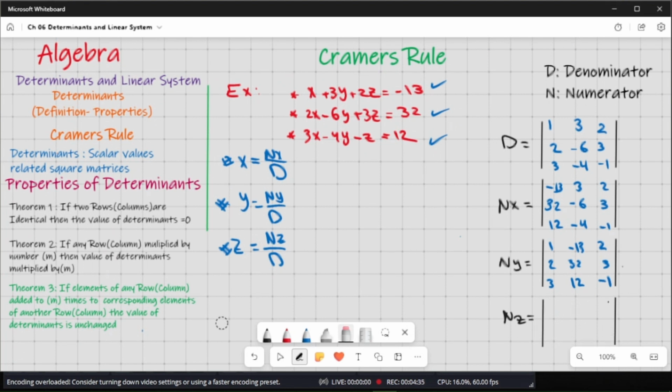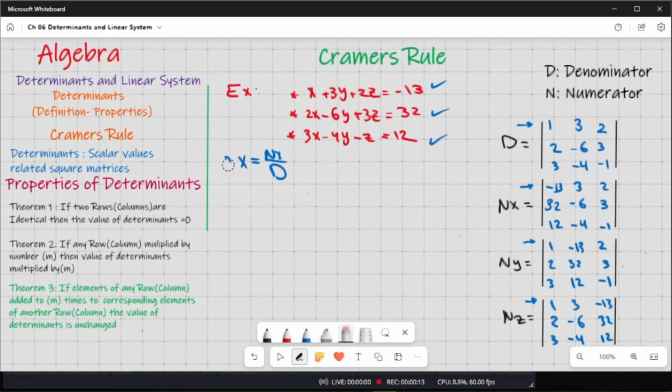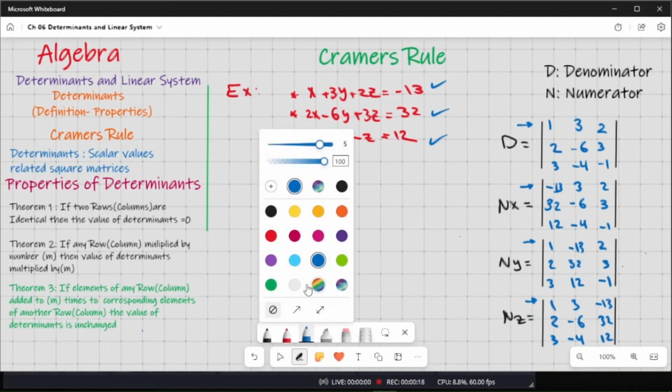Here we have 1, 2, 3, 3, negative 6, negative 4, replaced by three terms. So we have here negative 13, 32, and here we have 12. Okay, the values of nx, ny, nz, and d are just here.